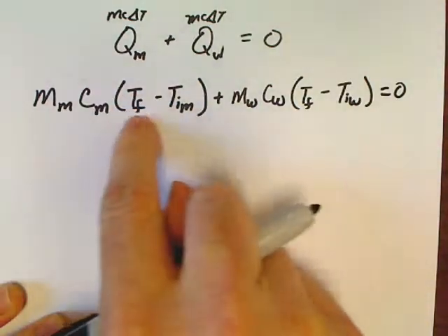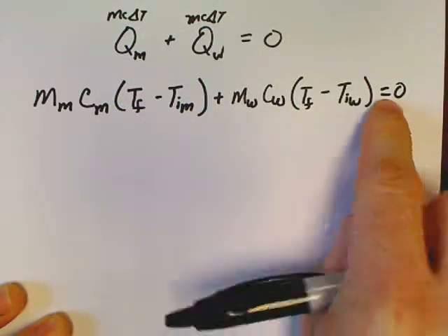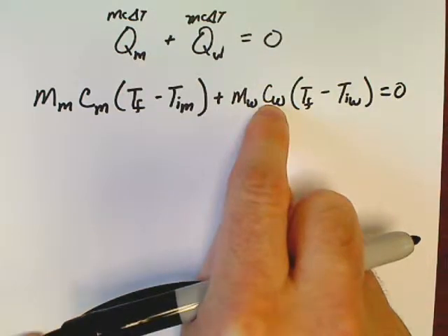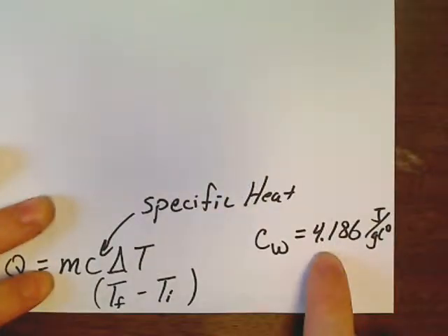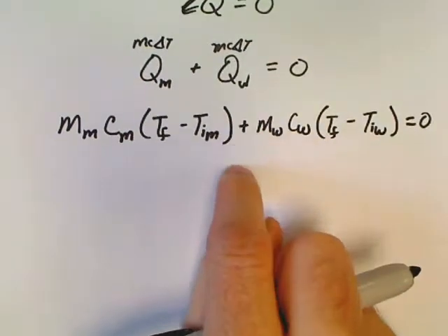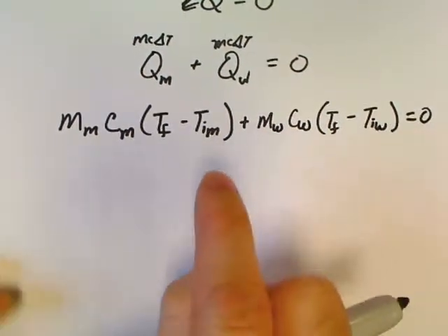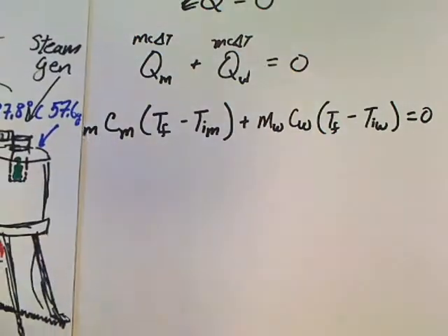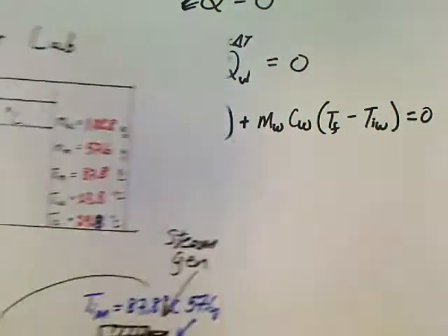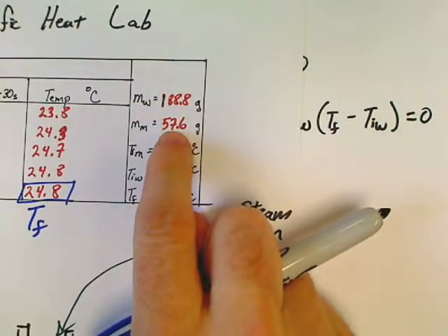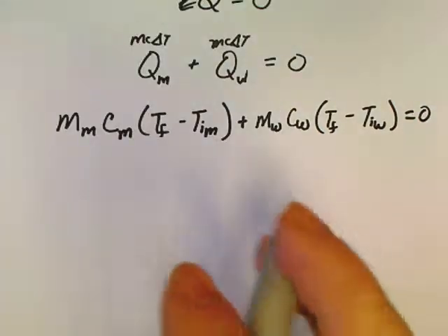You actually have all this other stuff written down, except for C of water. But hey, that's no big deal. We know what it is. It's 4.186. So now let's go back up here and try and plug some numbers in. So my mass of metal, according to my calculations, is 57.6 grams.